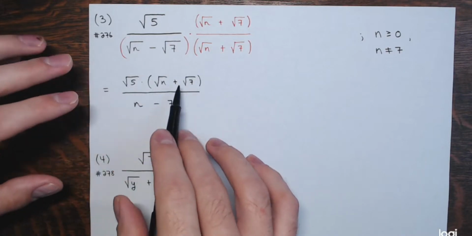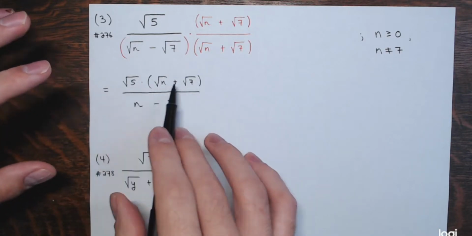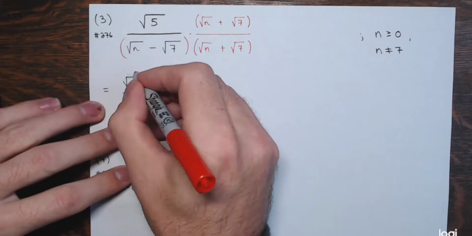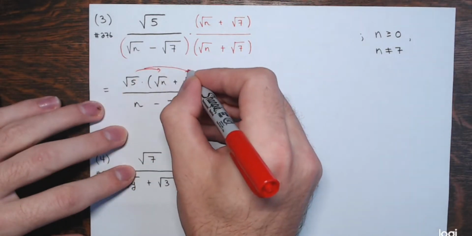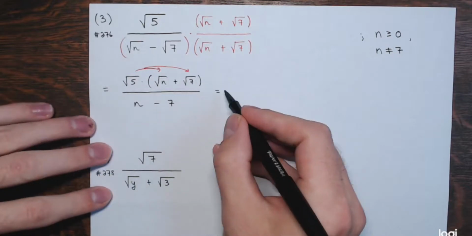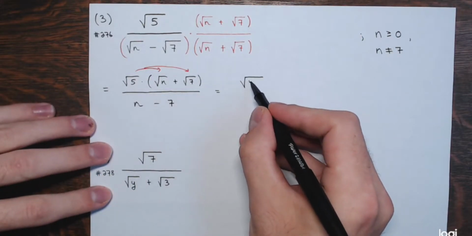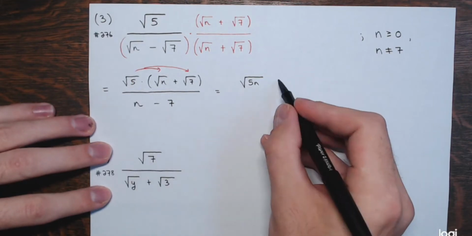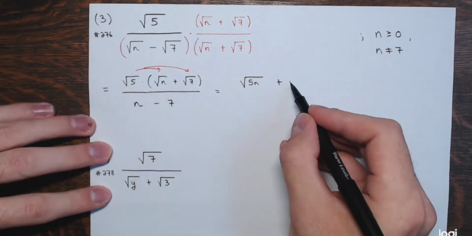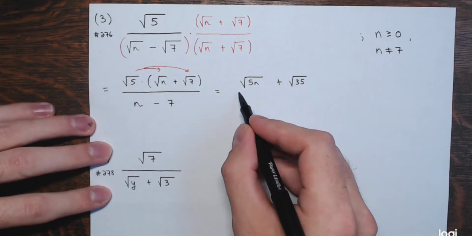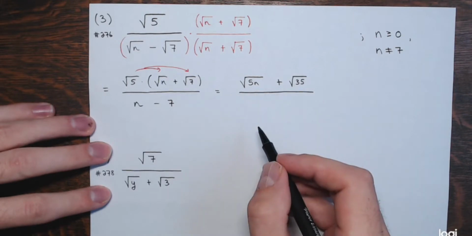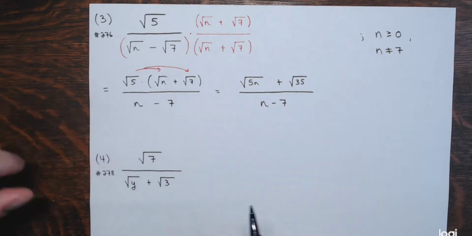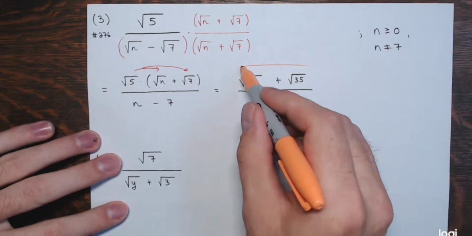Now note, I'm not seeing any common factors. There's no factor of n minus 7 in the numerator to cancel with the denominator. So now I'll actually distribute the square root of 5. The square root of 5 times the square root of n would be the square root of 5n. They're both square roots, so I can put them together with the product property. Plus the square root of 5 times the square root of 7 would be the square root of 35. So there's the numerator, and the denominator is n minus 7. And there you go. No common factors in the numerator and denominator.